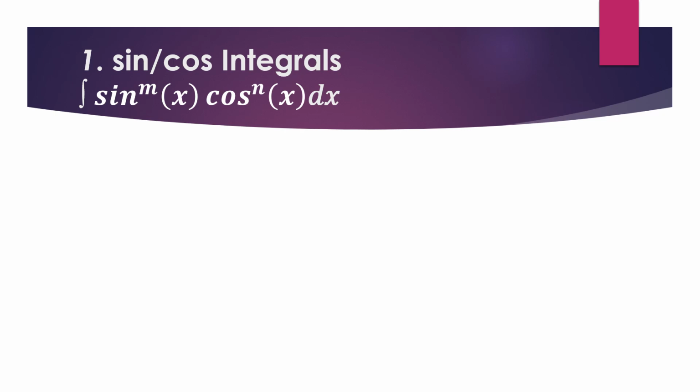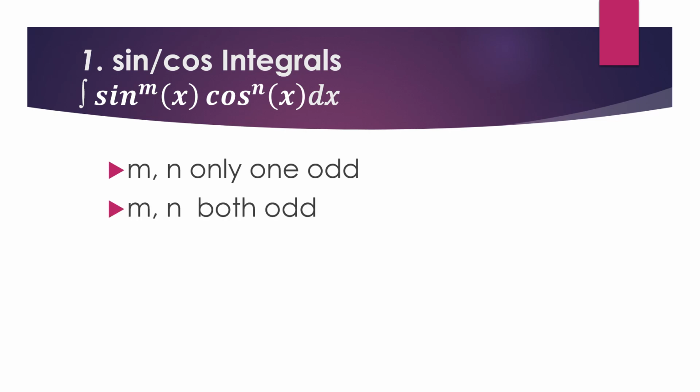Sine and cosine integrals. I will calculate the integral of the product of sine x and cosine x with powers m and n. There are three conditions. M and n have only one odd number. M and n are both odd numbers. M and n are both even numbers.